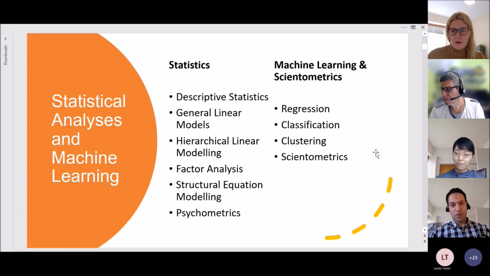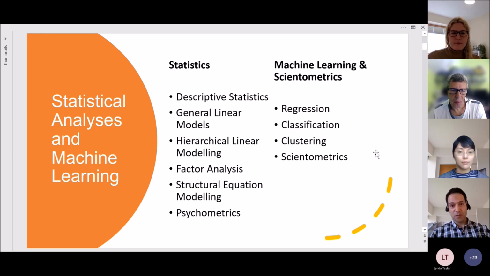So I'm going to talk about two types of quantitative data analysis. I will start off by talking about statistical analysis, or statistics that are commonly used in language assessment. Then I will cover machine learning and scientometrics. I have lumped together machine learning and scientometrics, even though they're not necessarily very much related to each other. So let's get started with statistics.